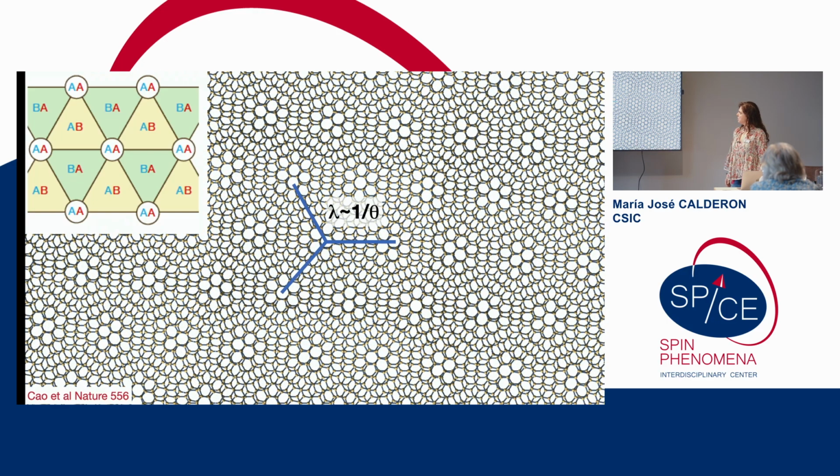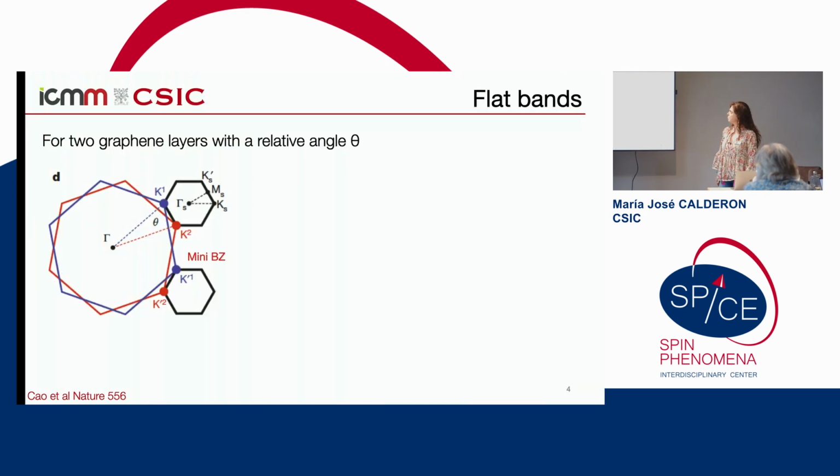And in this moire pattern, we can see some areas where there is AA stacking and some others in which we have AB stacking. And this is illustrated there. The AA stacking areas form a triangular lattice. And we have a very large unit cell, whose length is proportional to the inverse of the angle. So for this, the angle is like 7 degrees, so the superstructure is not so large. But for a magic angle, which is around 1 degree, the superstructure is really, really large. The unit cell is very, very large. It includes thousands of atoms.